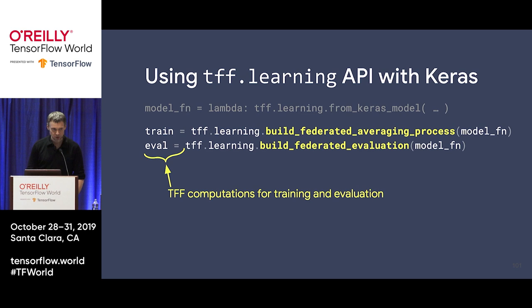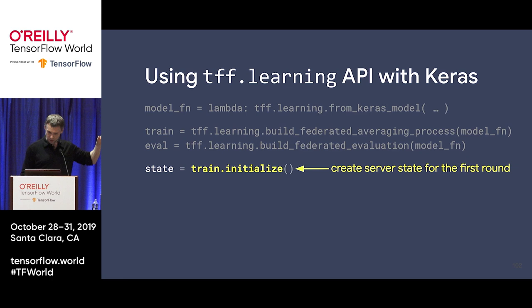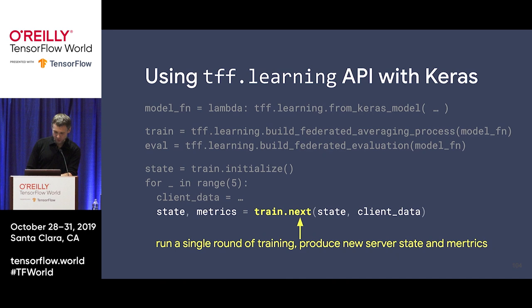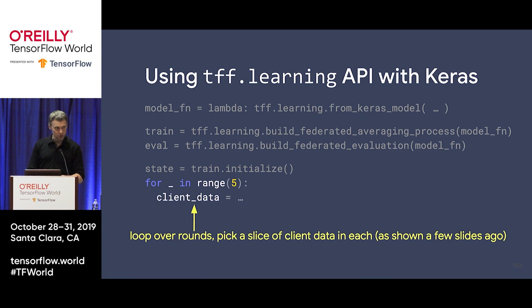And you use them in the same way as the little Python loops that you've seen before. So the train object has a pair of computations. Train initialize creates a state on the server, the initial state for the first round. And then the next computation represents a single round of training. So it will take the initial state before the round started and produce a new state after the round completed. And that state includes the model as well as various kinds of counters and things like that. And in each round, as you saw before, we can perform client selection and simulate various kinds of system behavior and things like that. So it's very easy to use.